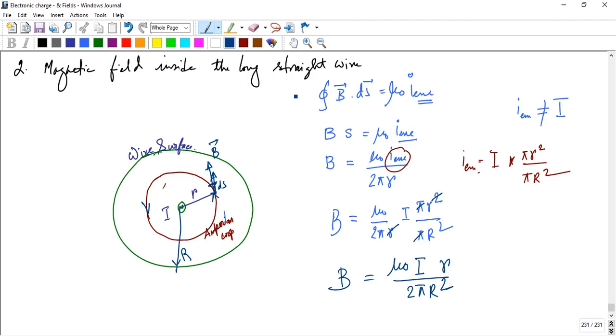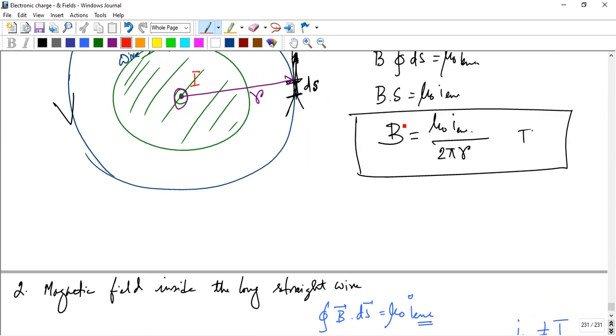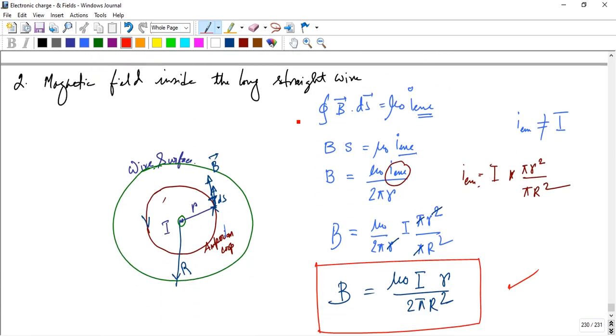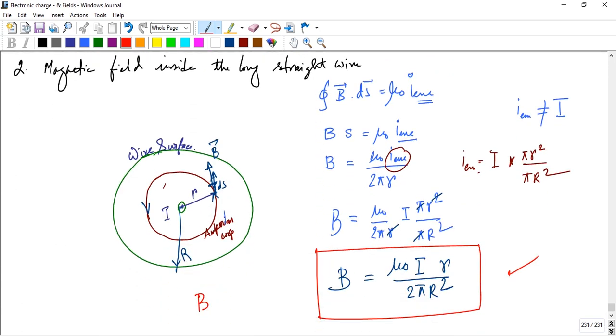Okay, that's the final expression. And here you see that outside the conductor, the magnetic field B is inversely proportional, 1 by r. If r is increased, the magnetic field is decreased. And inside the conductor, B is directly proportional to r. It means the center has zero magnetic field. At the center, r is zero, so the magnetic field will be zero.